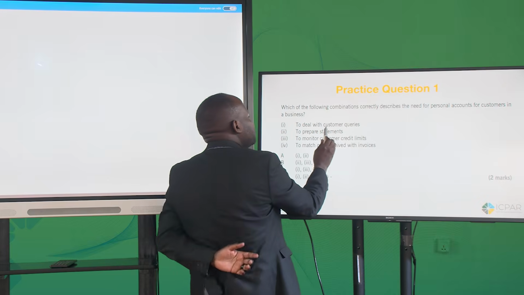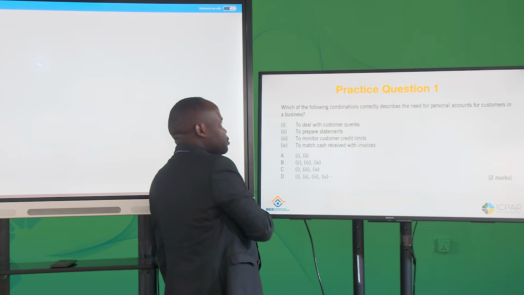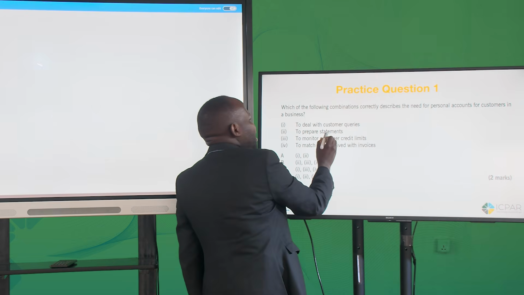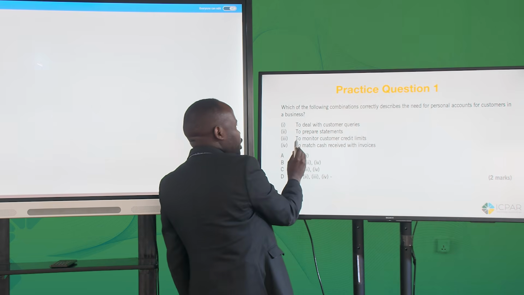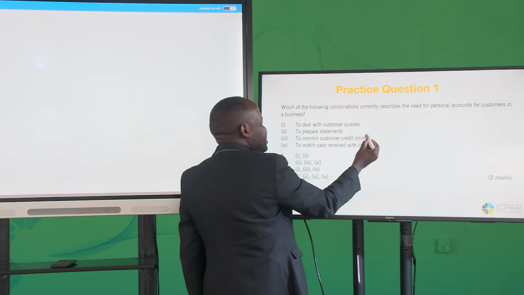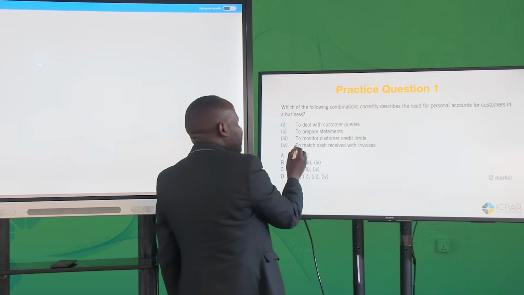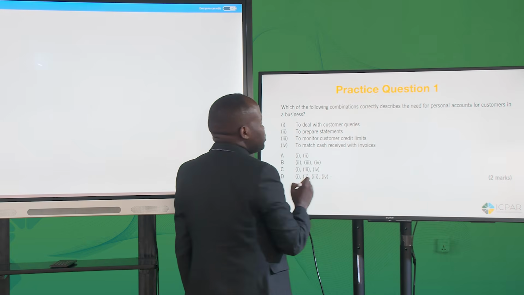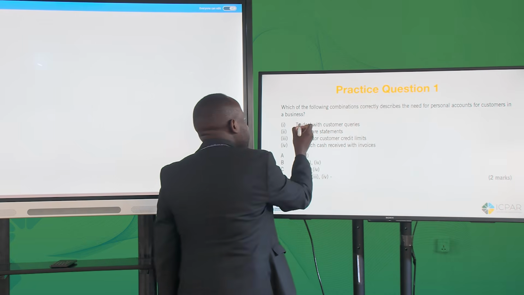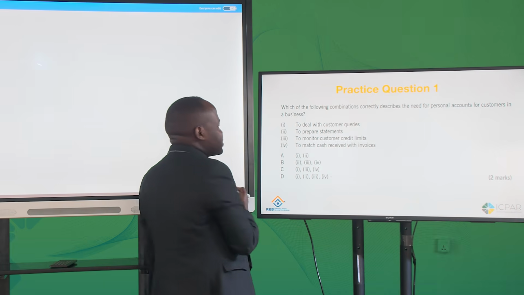Number one, to deal with customer queries. Yes, that is the reason why we need the personal accounts. Number two, to prepare statements. Yes, it will help us prepare statements. Number three, to monitor customer credit limits. Yes, because credit limits will also depend on the records of the customer. To match cash received with invoices. Yes, so that we know what has not been received. So all of the answers are correct. The correct answer is D.